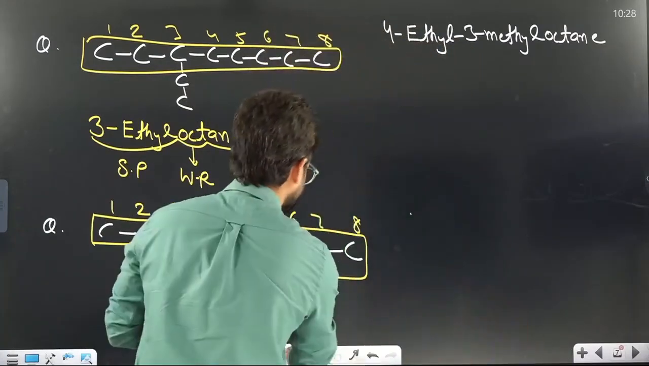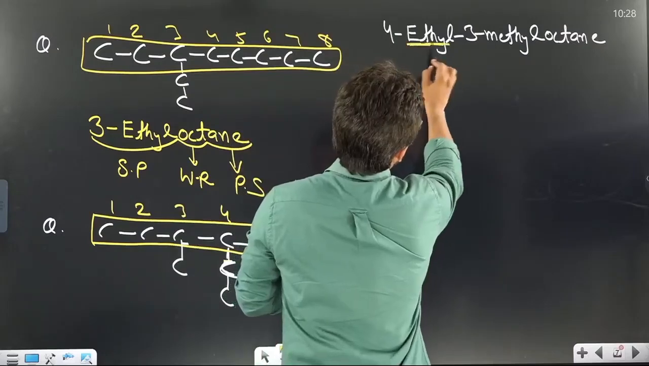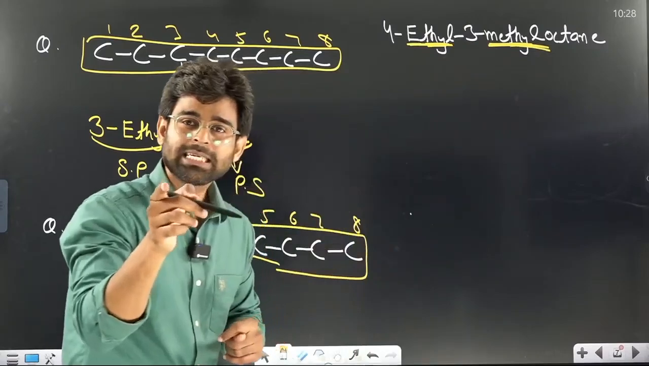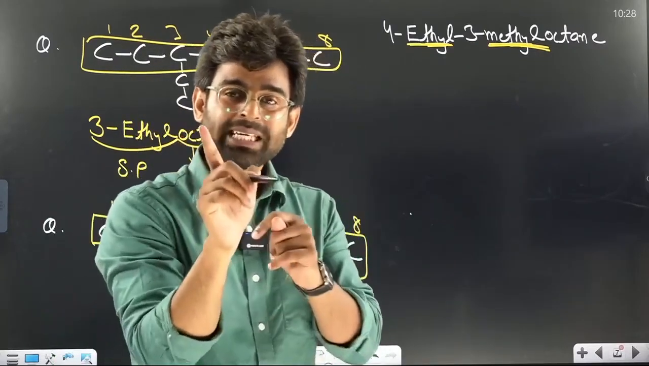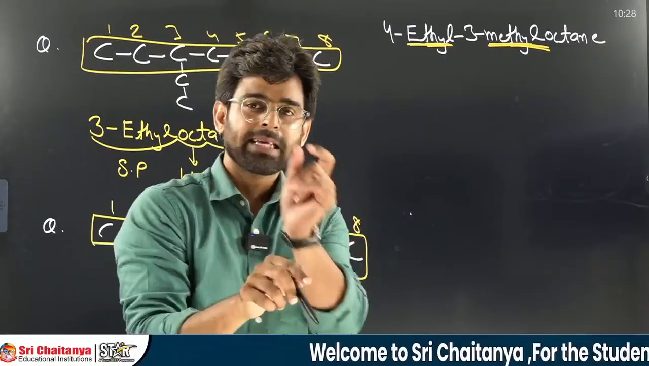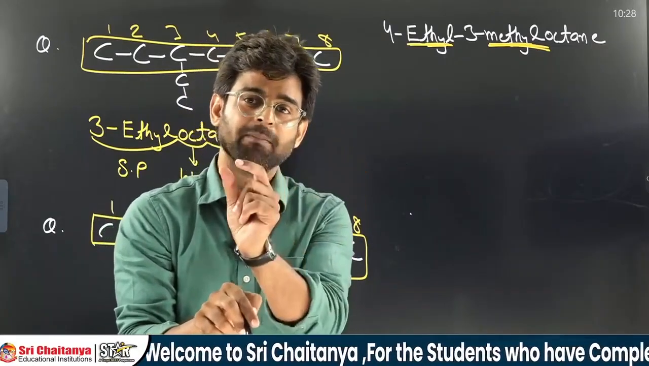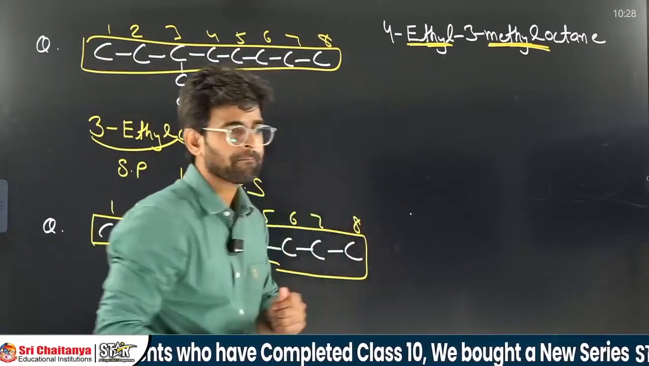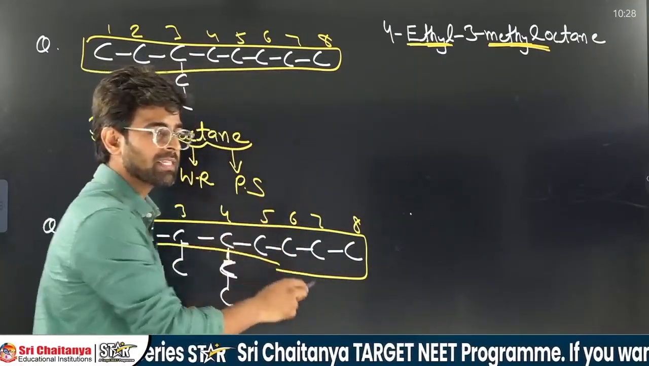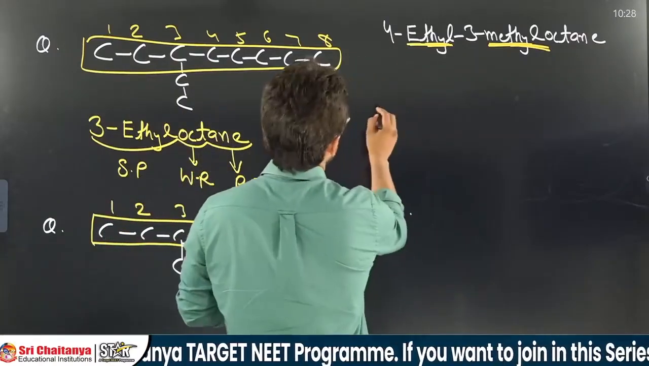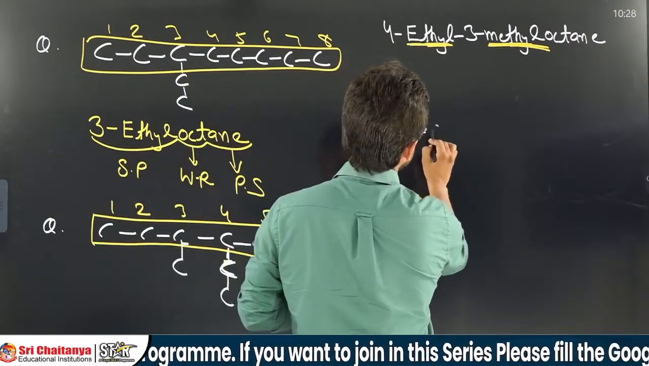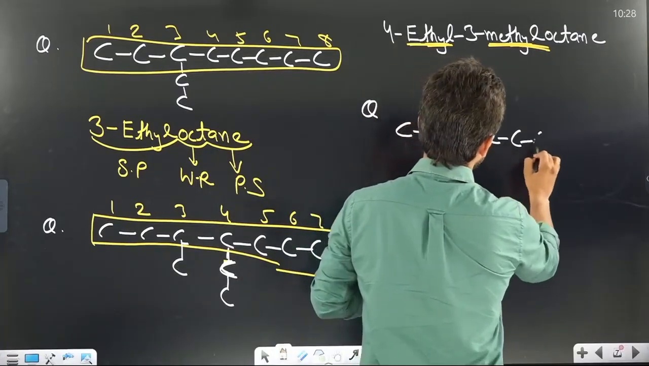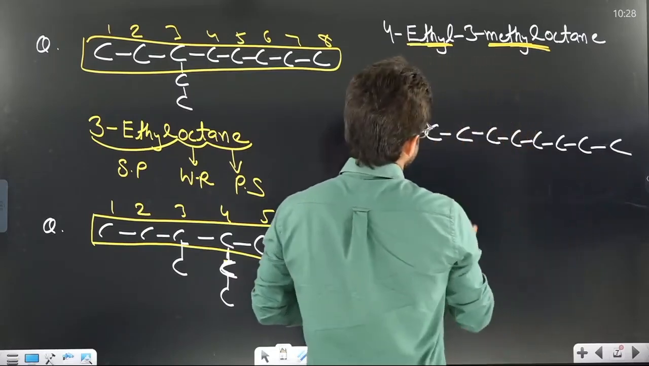Ethyl is a substituent and methyl is also a substituent. So you have to write ethyl first instead of methyl, because E comes first, then M. Methyl, M, in alphabetical order comes later. That's why you will start with E. Clear? Now the same thing I am giving once again. Carefully give the answer. Be careful.